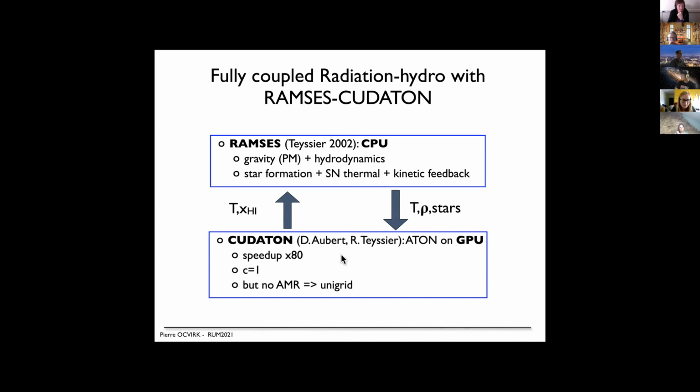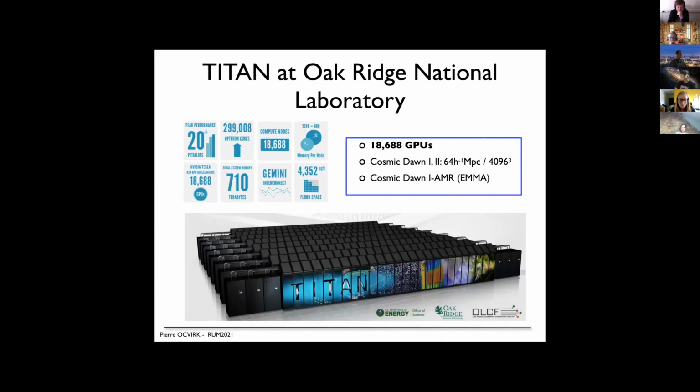And we think that's important in particular after reionization, so after overlap. But the very aggressive optimization which was done here to work with the GPUs forces us to run in unigrid and to not use the AMR features of Ramses. Okay. All right, so we need lots of GPUs.